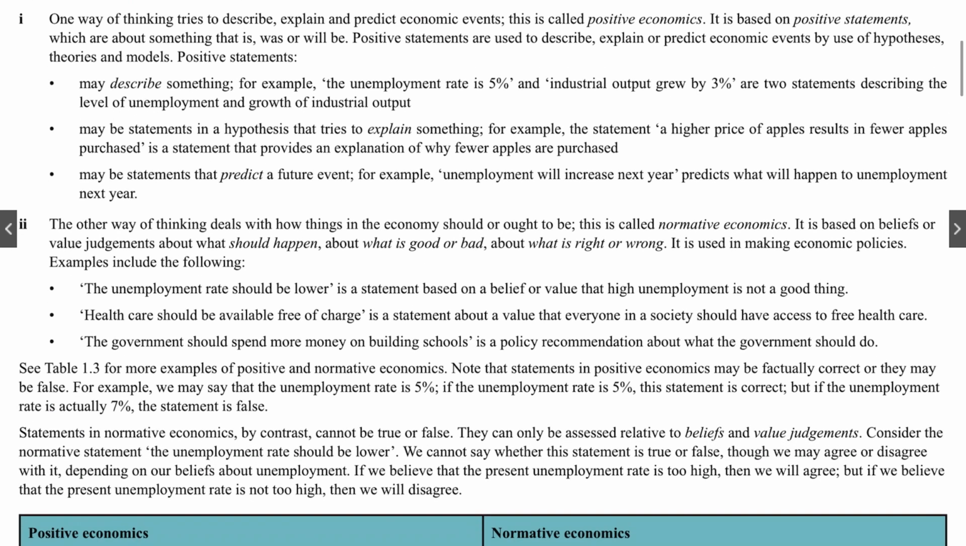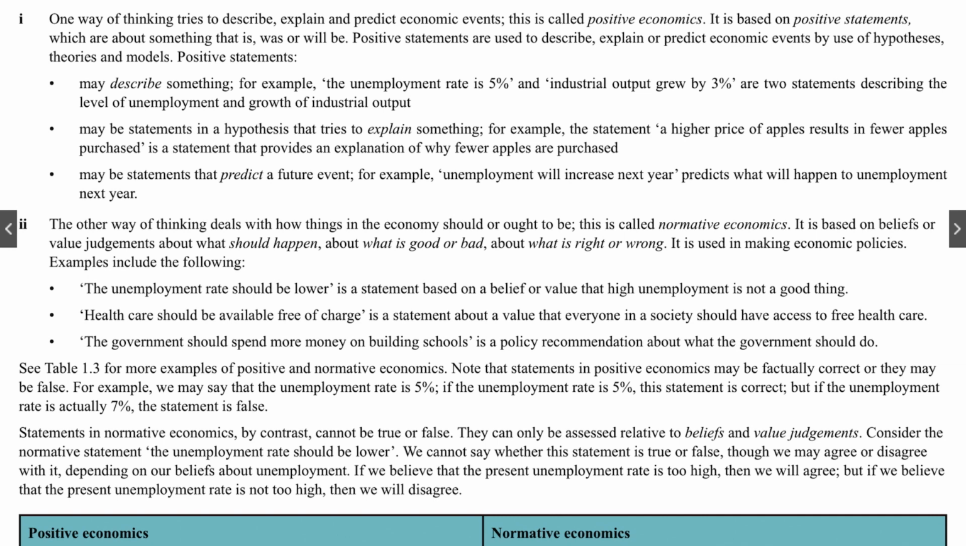So next we have normative statements, which are more general and are vague judgments about what should happen, what is good or bad, or what is right or wrong. What I like to think is the difference between the two is that one is very specific and more to real life, while the other one can be subjective. So for example, the book gives the unemployment rate should be lower. This is subjective. Some people could argue that the unemployment rate should be higher, for example.